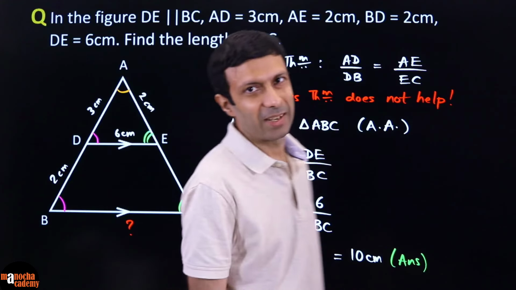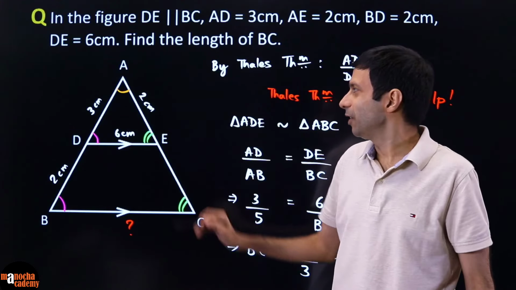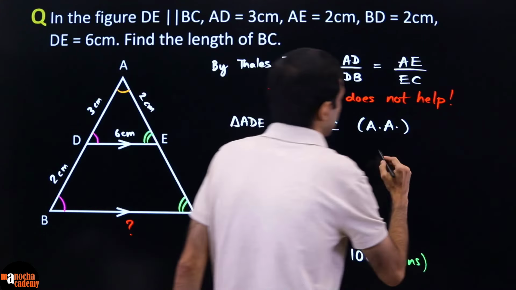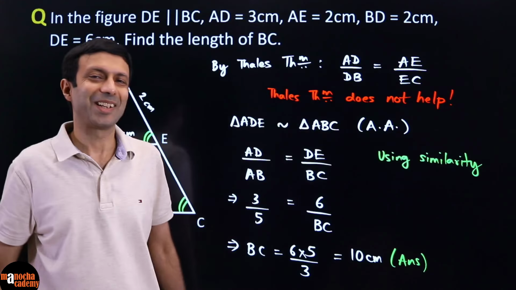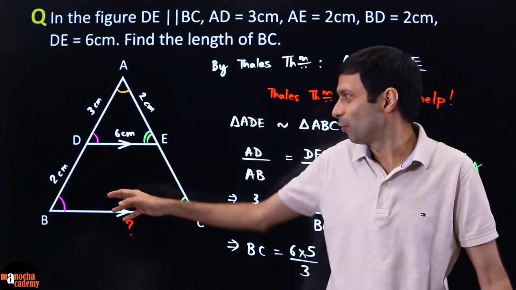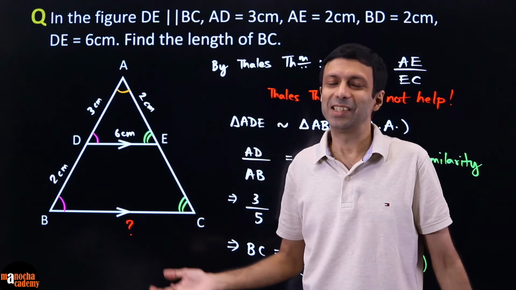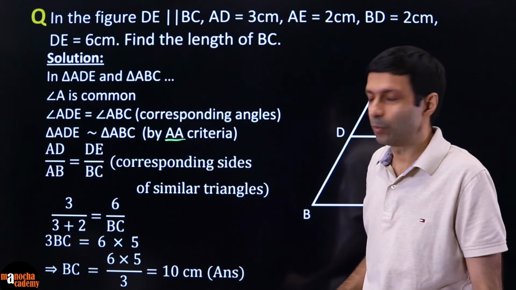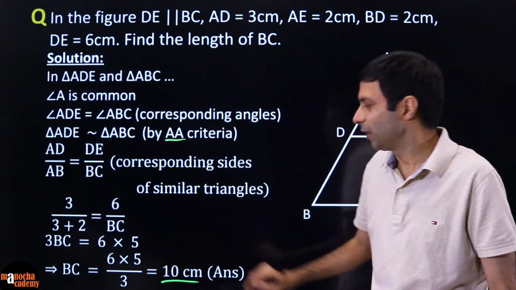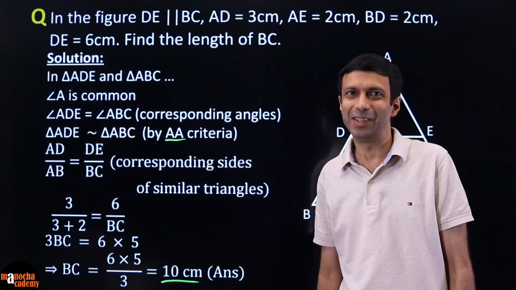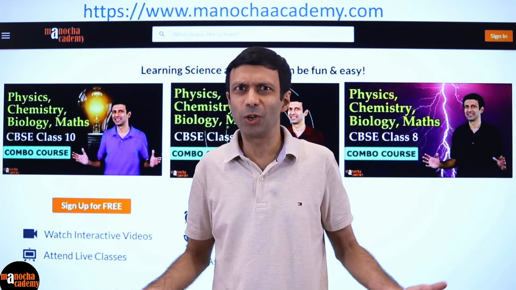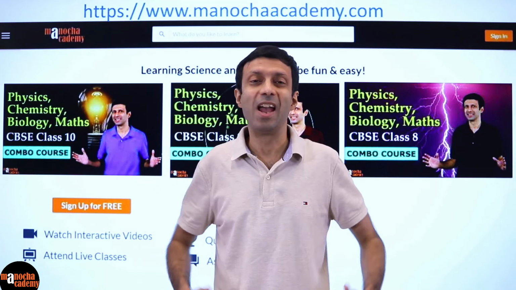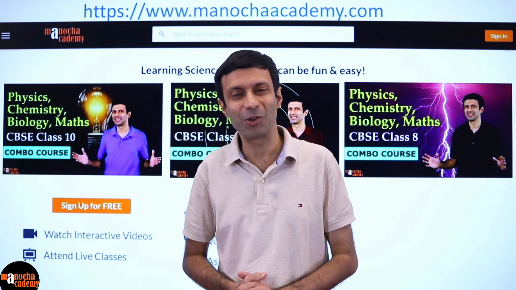So what did we do? Since Thales theorem did not work, similar triangles came to the rescue here, since we wanted to find the side BC, and you get the answer very easily. By the AA criteria, you must show that the triangles are similar, and we got the answer, 10 centimeters. I hope the Thales theorem, the basic proportionality theorem and its converse are crystal clear to you now, and we practiced some very interesting and important questions.